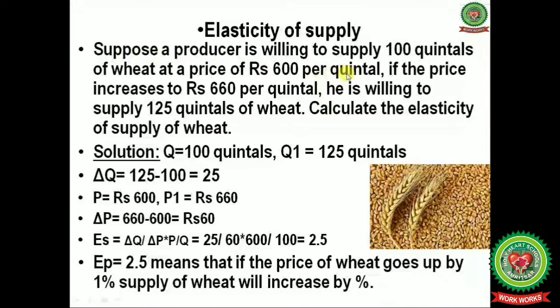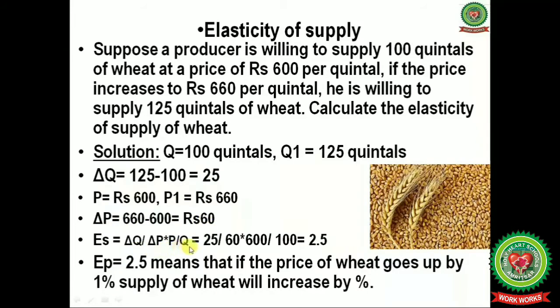Suppose a producer is willing to supply 100 quintals of wheat at a price of rupees 600 per quintal. If the price increases to rupees 660 per quintal, he is willing to supply 125 quintals of wheat. Now we have to calculate the elasticity of supply of wheat. Here the original quantity at original price rupees 600 is 100 quintals, and with the rise in price to 660, quantity supplied in the market also increased to 125 quintals. Now change in quantity is 25 quintals, and change in price is rupees 60.